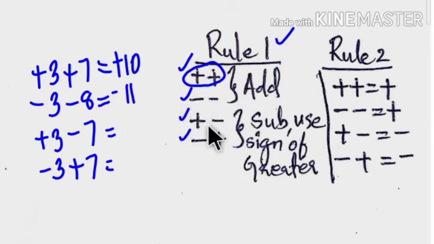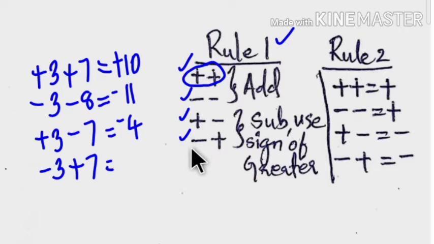In the third case, positive sign for the first number and a negative sign for the second number. Here is an example, positive sign for 3, negative sign for 7. So this is the third case. If the third case comes, we should subtract the numbers and use the sign of greater number. So we should subtract firstly. 7 minus 3 is 4. Now use the sign of greater number. Greater number is 7. Sign of greater number is negative. So negative 4 is the answer.